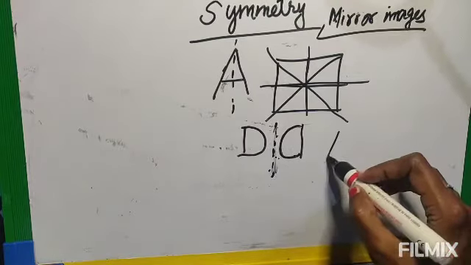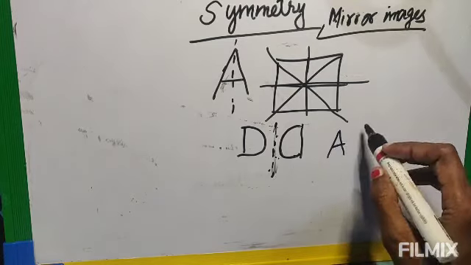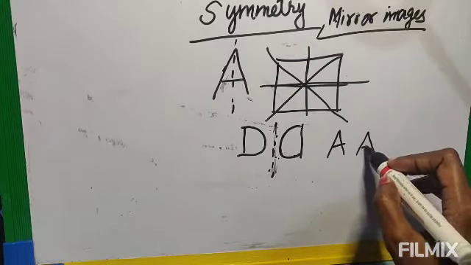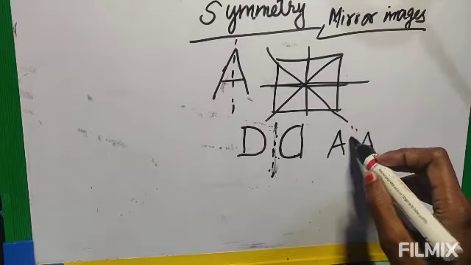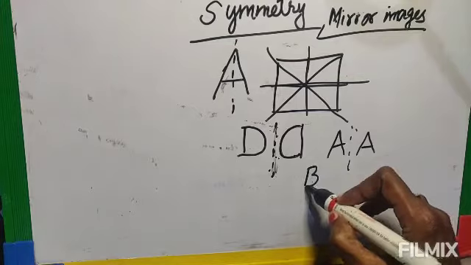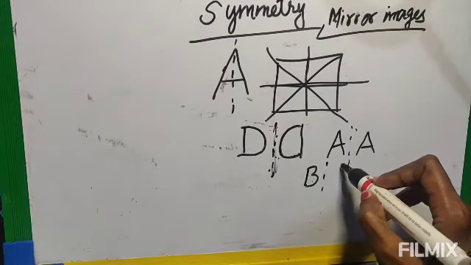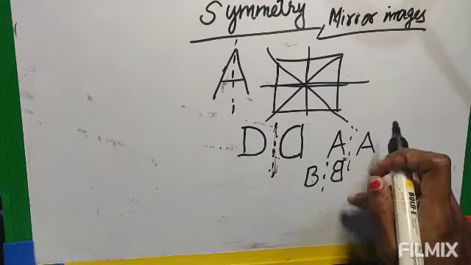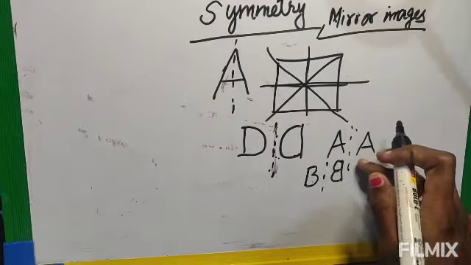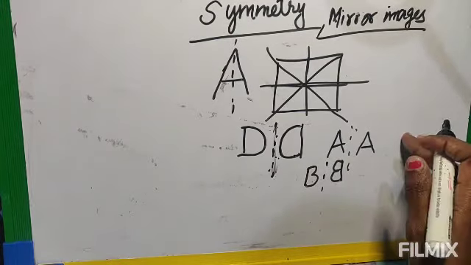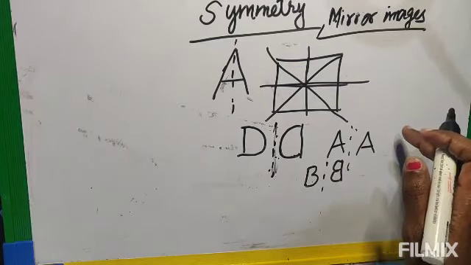So if you write A, which is a symmetrical figure, it will look the same way when we keep a mirror here. If you write B, in the mirror image it will show like this, just the opposite. So this is called the mirror image. Any letters I can give and ask you to draw the mirror image, or any figure I can give you and ask you to draw the mirror image.